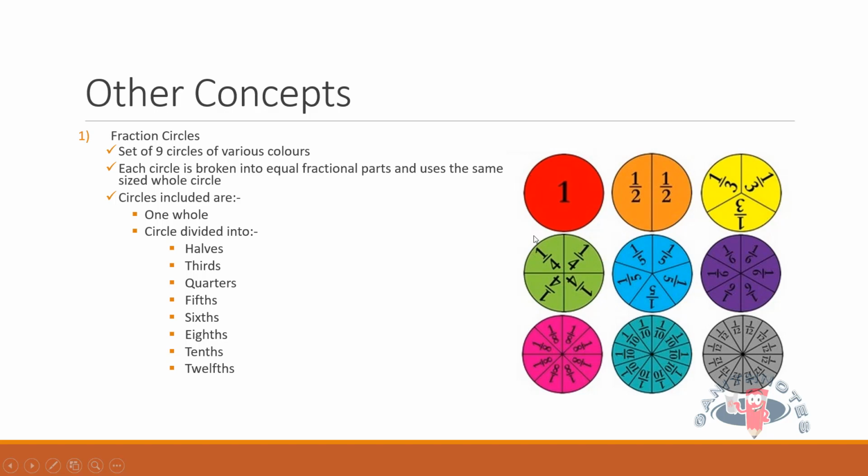So this is 1, the whole circle. When you divide it by 2, you have 1 by 2 and 1 by 2. If you divide it into 3 equal parts, you have 1 by 3, 1 by 3 and 1 by 3. If you divide it into 4 equal parts, you have 1 by 4 each. If you divide it into 5 equal parts, you have 1 by 5 each. If you divide it into 6 equal parts, you have 1 by 6 each. If you divide it into 8 equal parts, then you have 1 by 8 each. And if you divide it into 10 equal parts, you have 1 by 10 each. And if you divide it into 12 equal parts, you have 1 by 12 each. This is the concept of fraction circles.